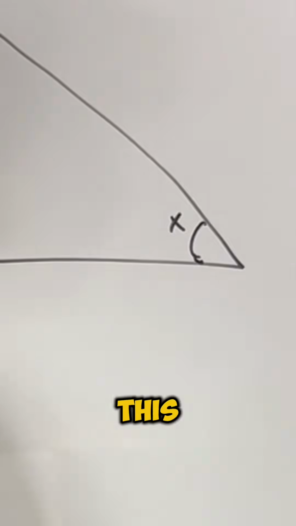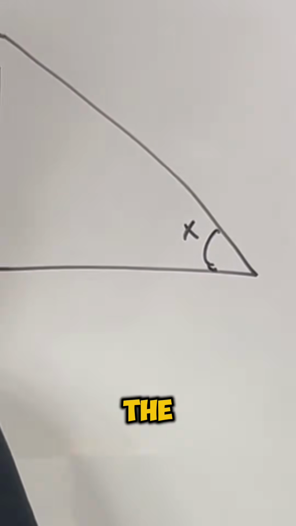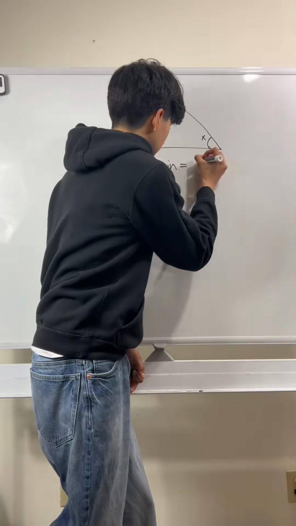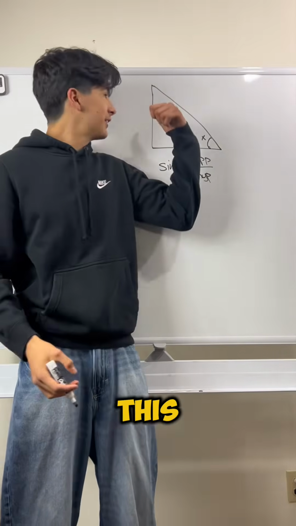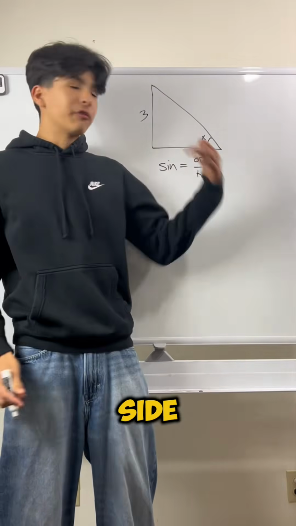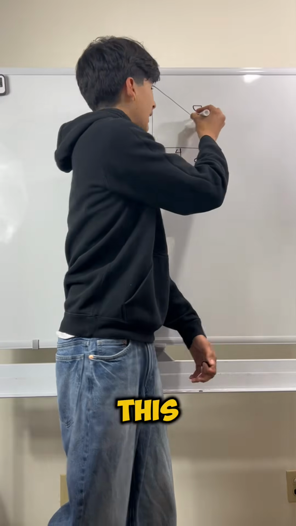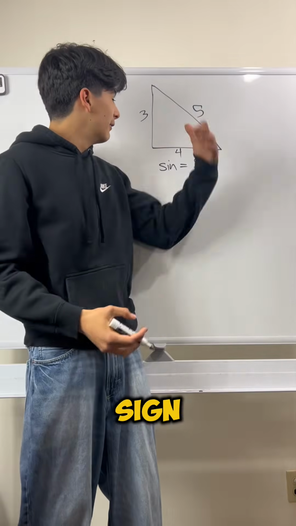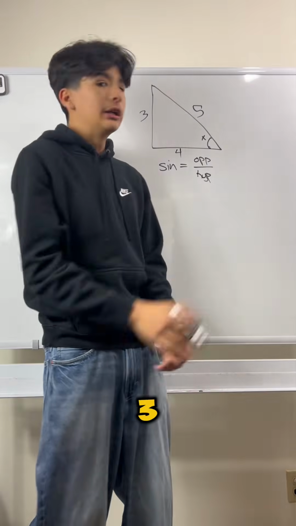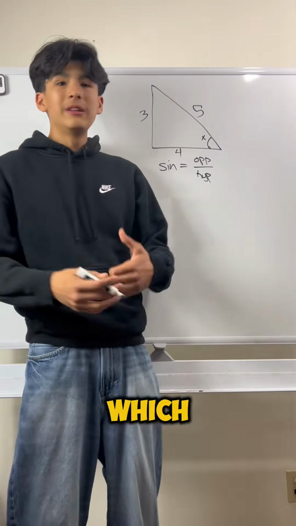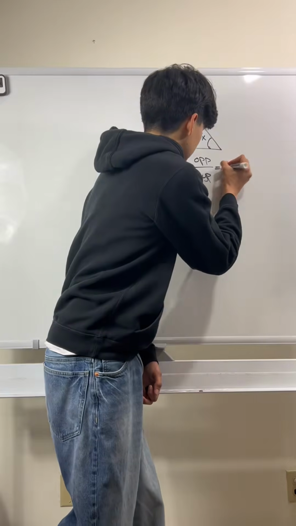Now the sine of this angle x would be equal to the opposite over the hypotenuse. So for example, if this side was 3, this side was 4, and this side was 5, then the sine of this angle would be the opposite, which is 3, over the hypotenuse, which is 5, which means it would just be 3 over 5.